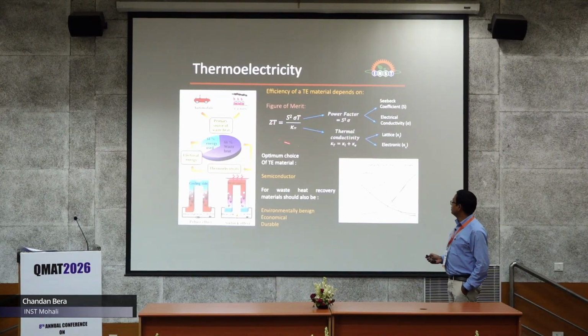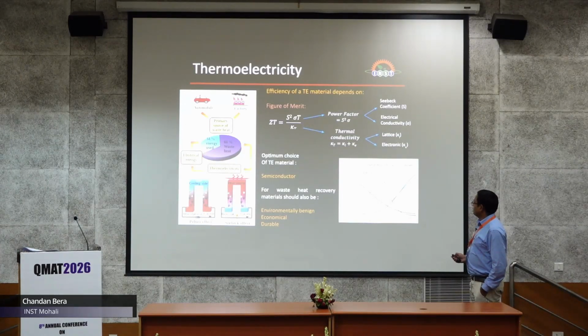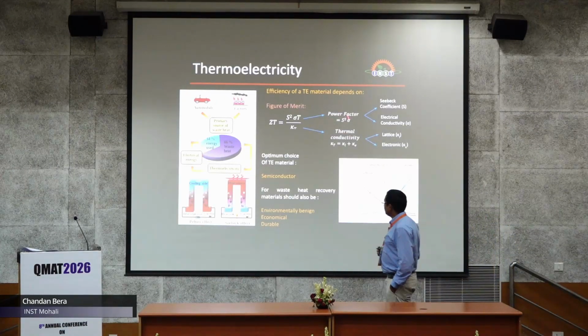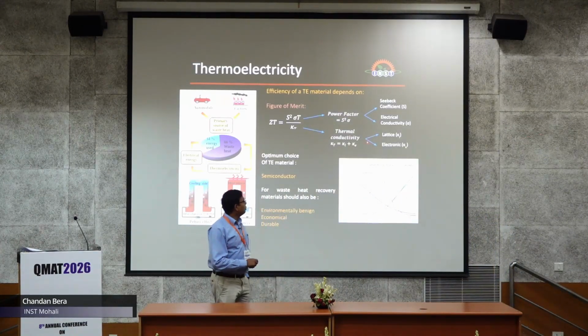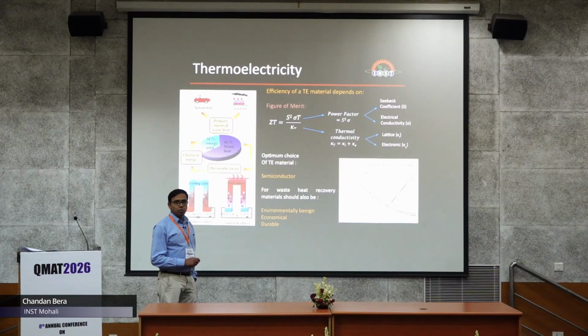And as you can see here, the Seebeck coefficient and electrical conductivity are inversely related. For semiconducting materials, the Seebeck coefficient is good, but electrical conductivity is generally very poor. When we go from semiconducting to metallic, the electrical conductivity increases, but the Seebeck coefficient decreases rapidly. Therefore, to improve the power factor, we have to optimize the material properties to get the optimum value of the power factor.